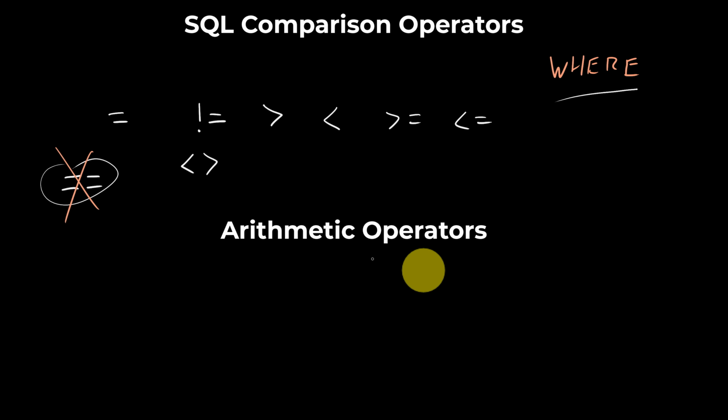Okay. All right, so next we have the arithmetic operators. And the arithmetic operators are exactly what you think they are. They are the plus sign, minus sign, the multiplication sign, and also the division sign. So you can use these to make calculations on your columns. So let me show you an example.